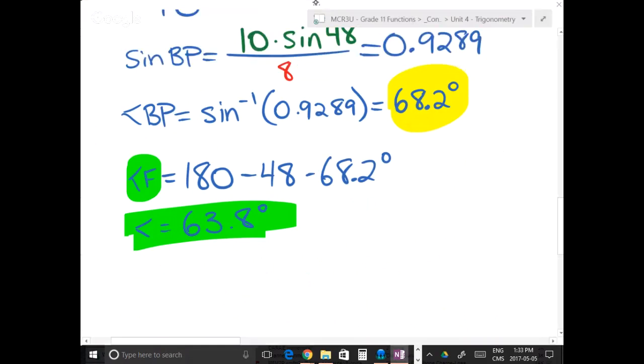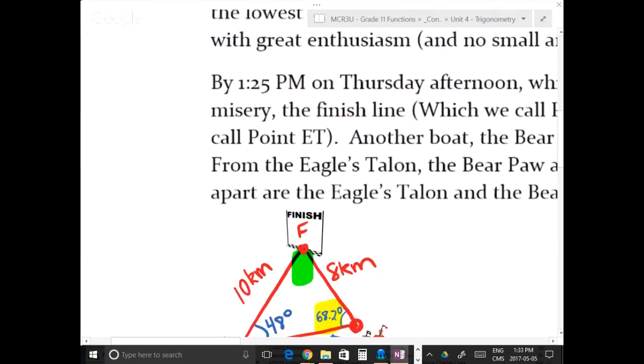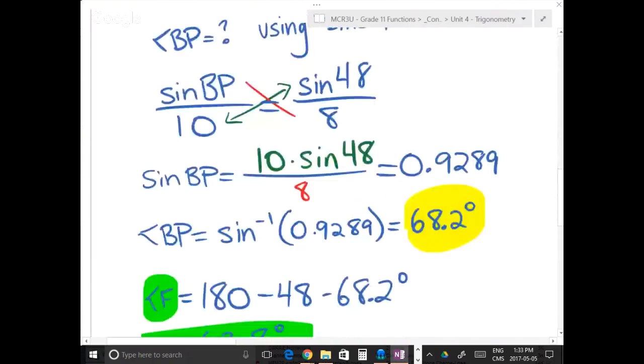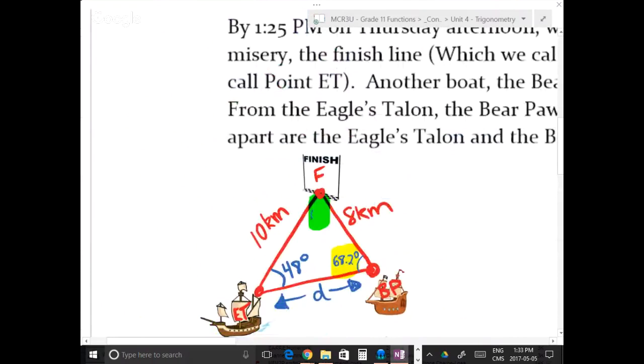Oh, I should put an F in there. Okay, so let's go put that in here too. What was it? 63.8? Yeah. Goldfish memory.